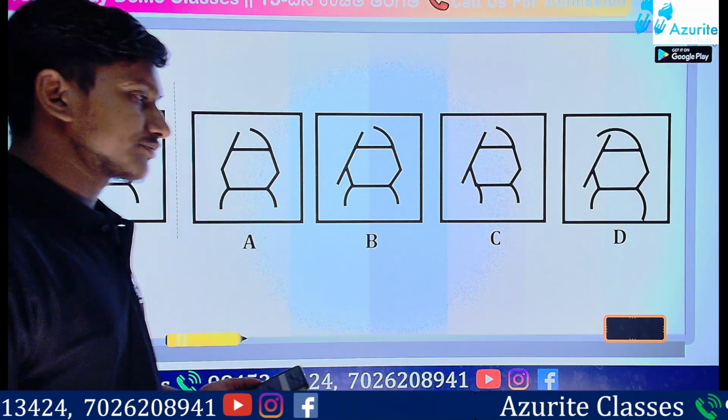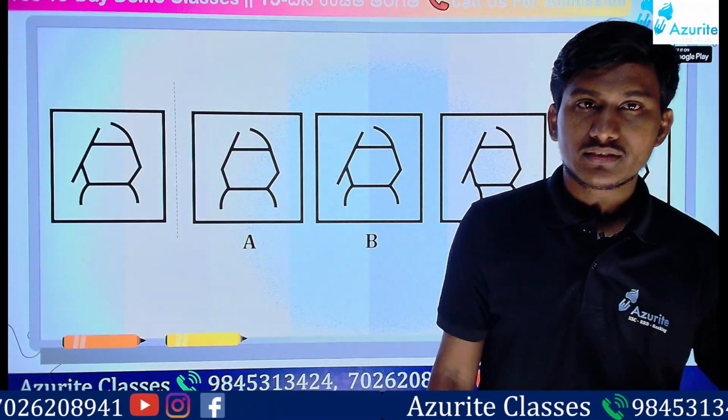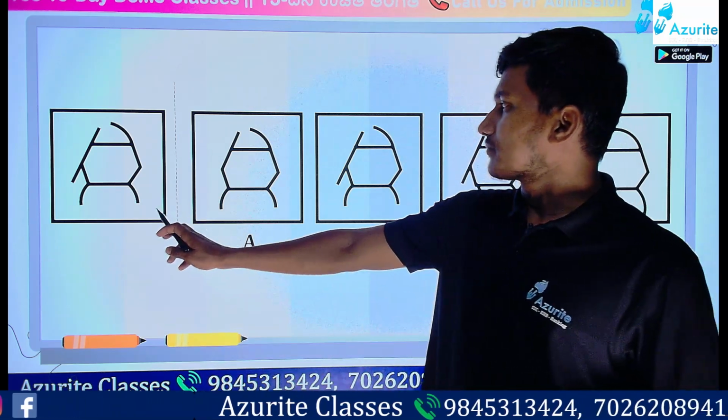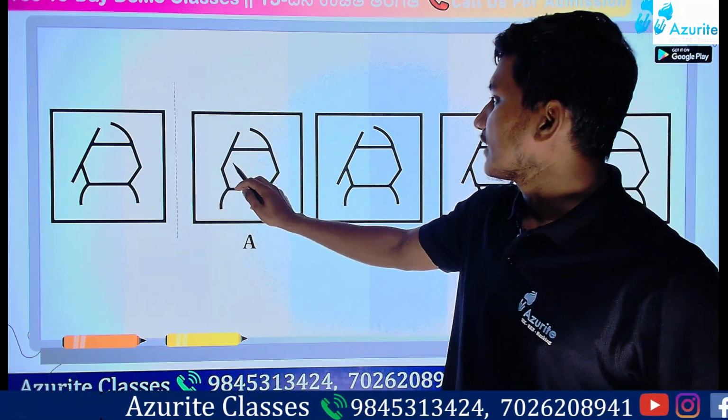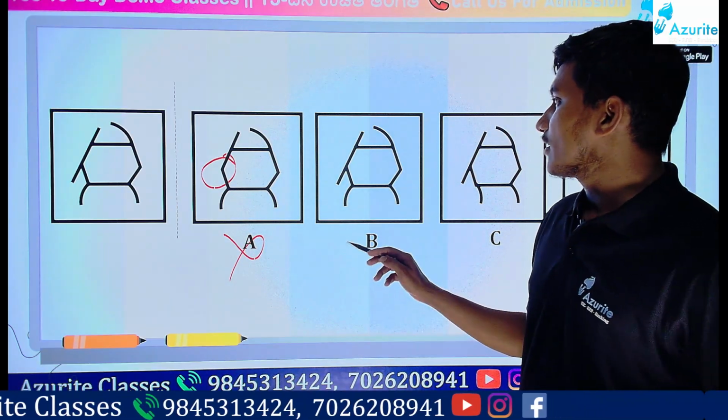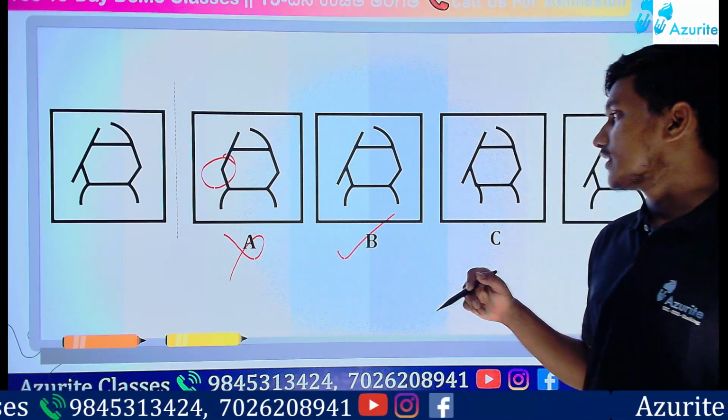Okay, good. Option B. Very good. So let us see this figure. Here there is something missing, so A is not the correct answer. B is the correct answer.